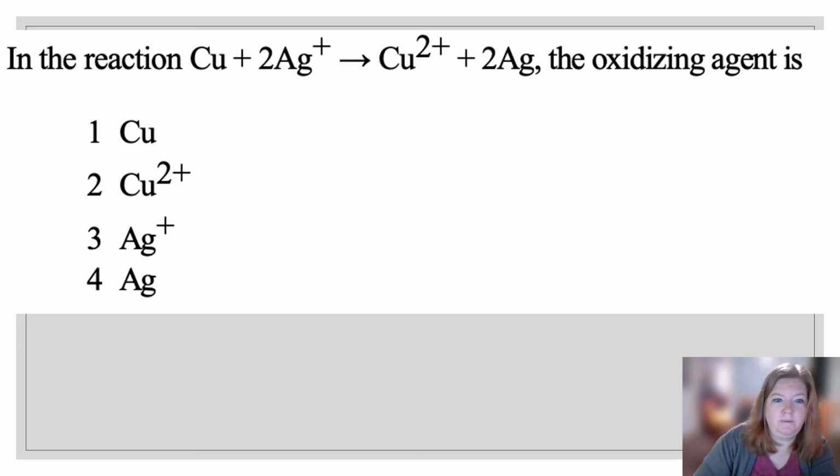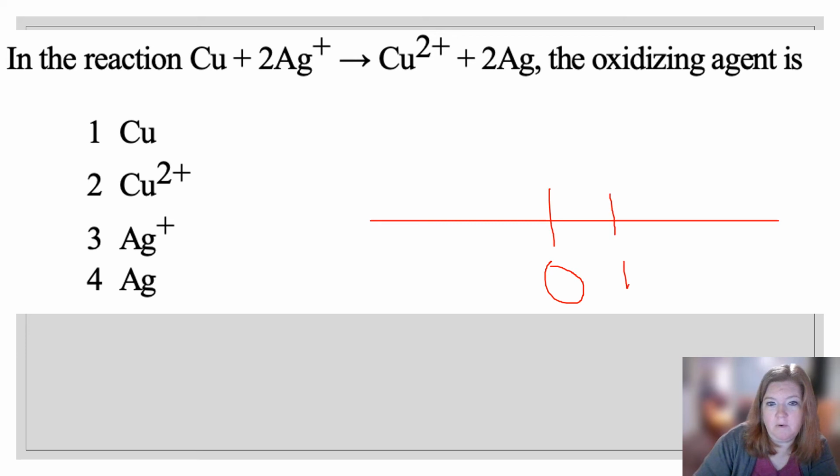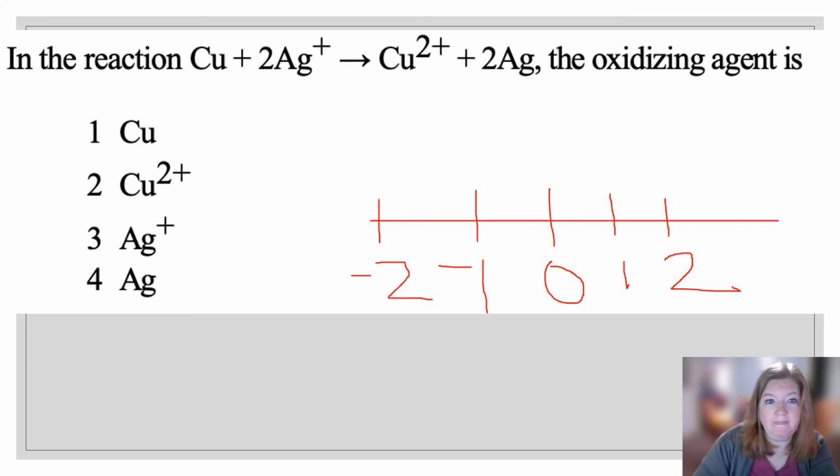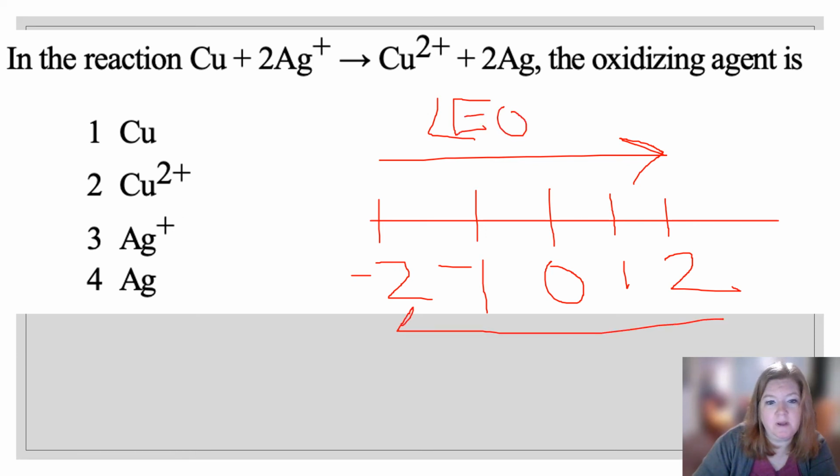Here's another one. So what do I want you to do first? Number line. 0, 1, 2, -1, -2. Okay. Arrow for what? On the top, going this way. LEO, this way. GER. Draw that every time. Make it easier.